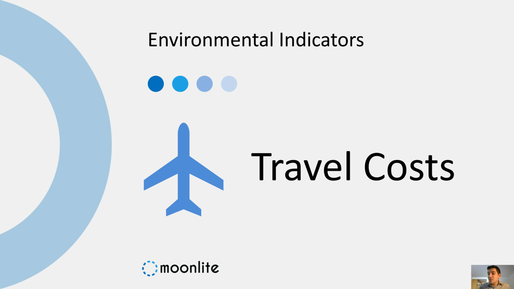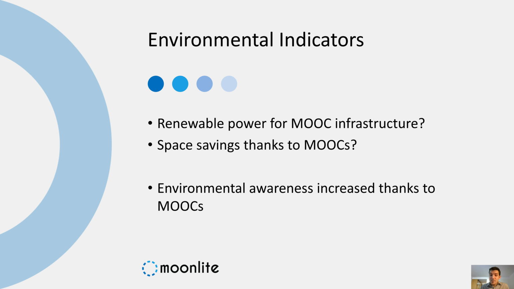Traveling to and from institutions, especially if that involves international travel, uses large quantities of energy, and by doing this from home, we can definitely reduce that. So in looking into environmental indicators, you might look at things like where the students are based, what it would have cost them if they would have tried to come to your institution to follow those courses.